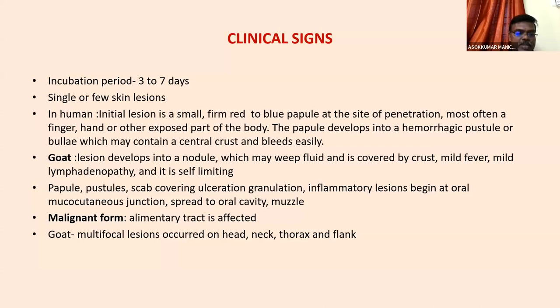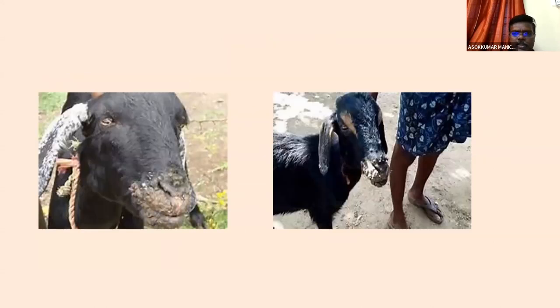The next one is the malignant form. Usually in the malignant form, the alimentary tract is affected. In goats, if you see the lesions, multifocal lesions occur on the head, neck, thorax, and flank region. So these are the typical symptoms observed in field conditions, where we are experiencing these kinds of incidents, even at high altitude also.